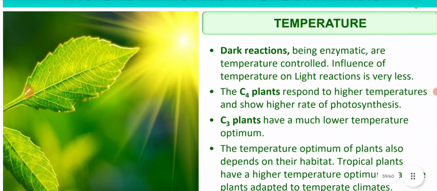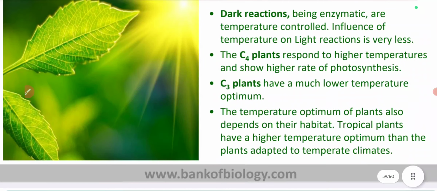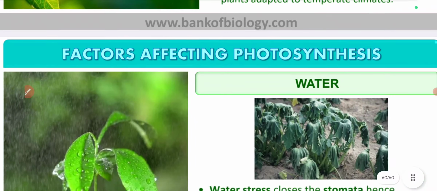Next is temperature. Dark reactions, being enzymatic, are temperature controlled. The influence of temperature on light reactions is very less. C4 plants respond to higher temperatures and so have a higher rate of photosynthesis. C3 plants have a much lower temperature optimum. The temperature optimum of plants is also dependent on their habitat. Tropical plants have a higher temperature optimum than plants adapted to temperate climates.